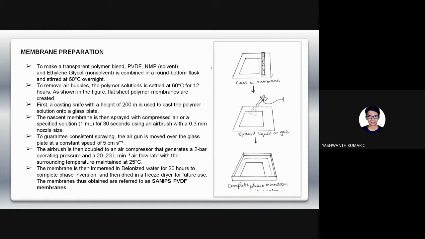The airbrush is then coupled to an air compressor that generates a 2 bar operating pressure and a 20 to 23 liter per minute airflow rate, and the surrounding temperature is maintained at 25 degrees Celsius. The membrane is then immersed in deionized water for 20 hours to complete phase inversion and then dried in a freeze dryer for further use. The membranes thus obtained are referred to as SANEPS PVDF membranes. A control membrane without spraying treatment may also be prepared for comparison by using the NIPS method, where the newly cast membrane is directly submerged in the coagulation bath of deionized water for phase inversion. On to the next slide.